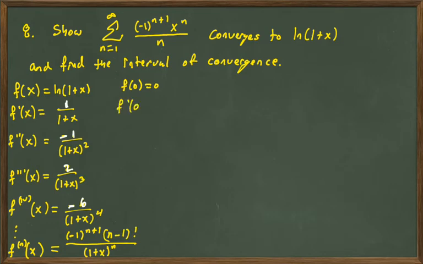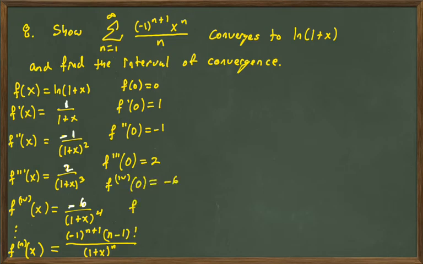So let's evaluate the first derivative at 0, and that's 1. The second derivative at 0 is minus 1, and the third derivative at 0 is 2. The fourth derivative at 0 is negative 6, and the nth derivative at 0 is going to be negative 1 to the n plus 1, n minus 1 factorial, over 1 plus 0 to the n, which is just going to be the numerator there.